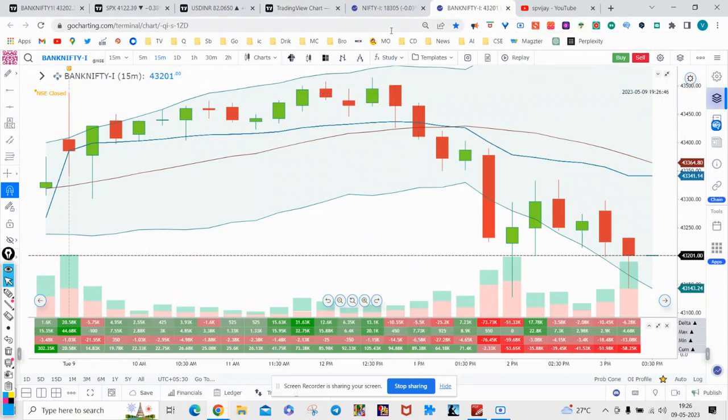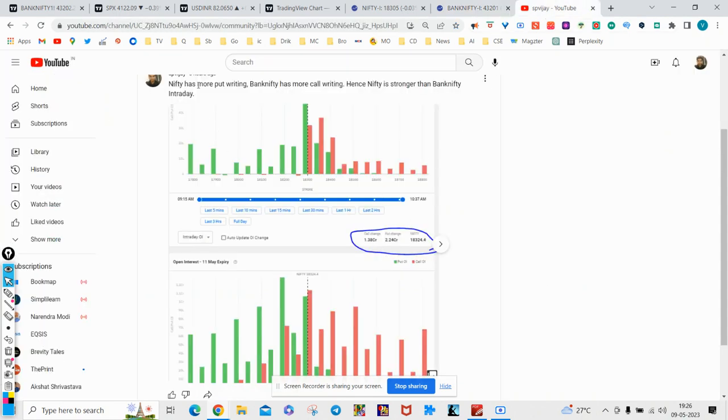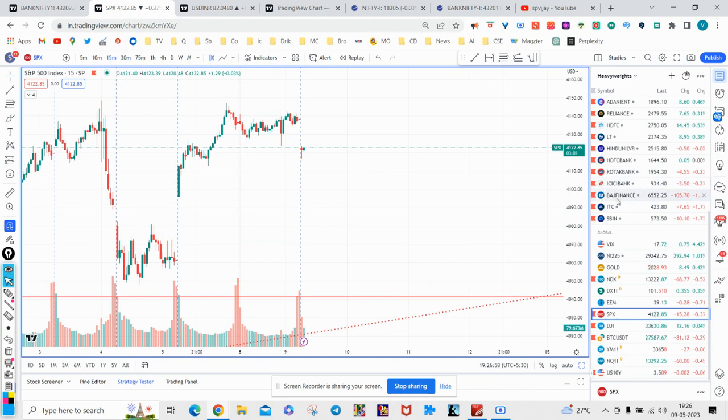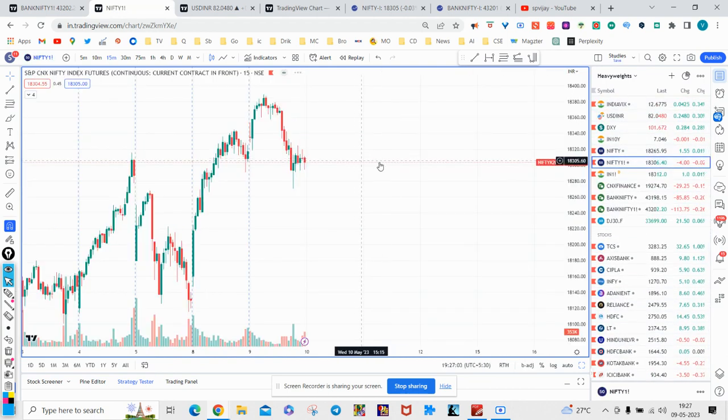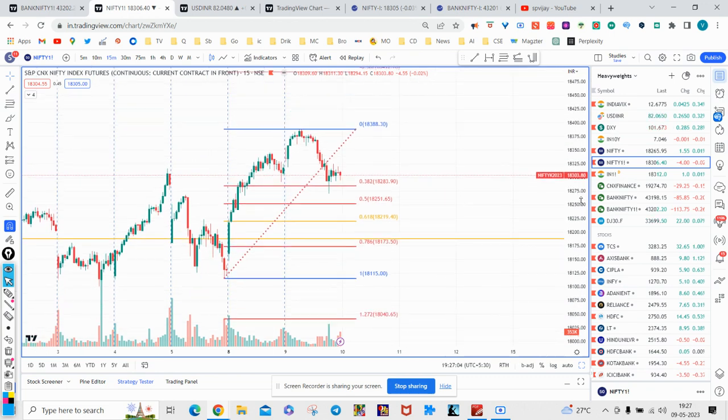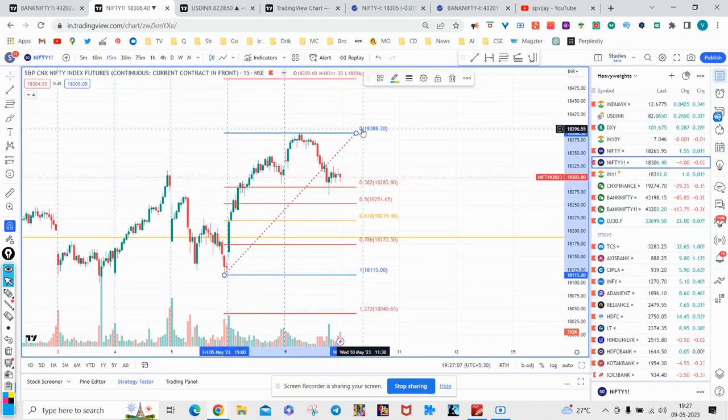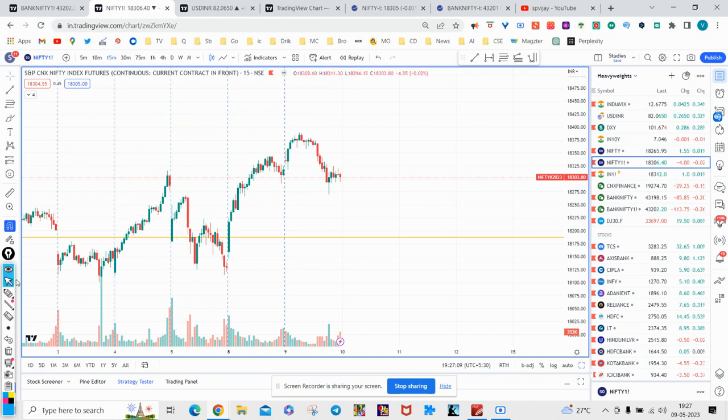Coming to the open interest, I had posted earlier that Nifty has more put writing and Bank Nifty has more call writing, hence Nifty is stronger. Accordingly, Nifty gave a good up move in the morning, but you can see that the up move also did not last much. It was almost similar to what Nifty did on Friday. Nifty went up and then it collapsed, and here the same thing: it went up and then it went down.